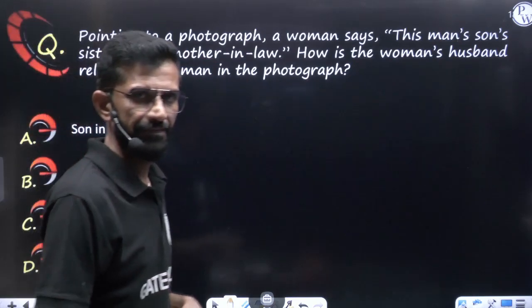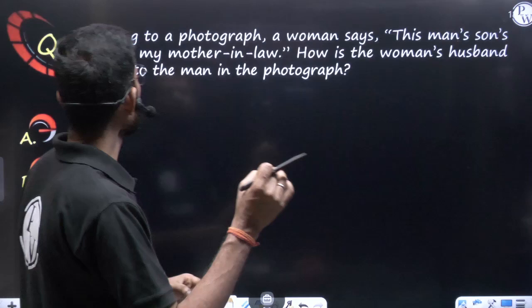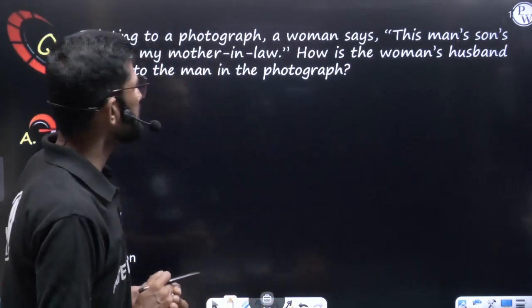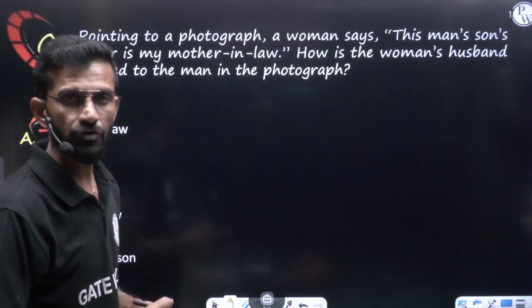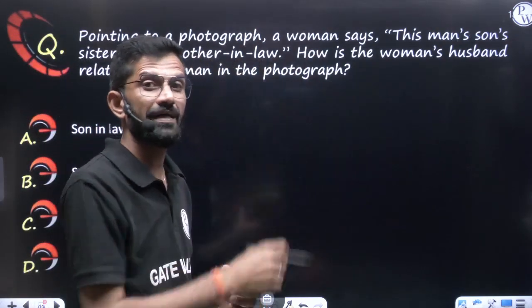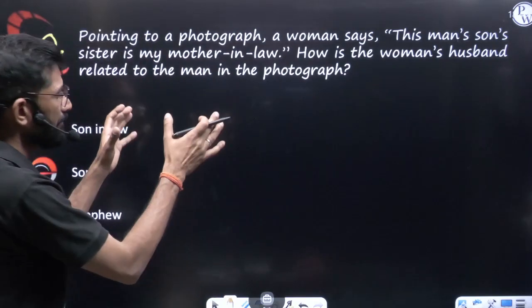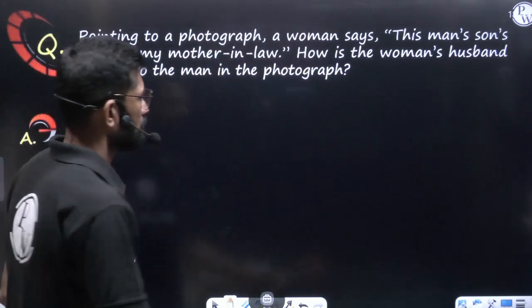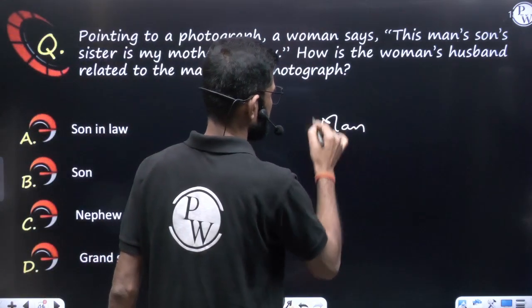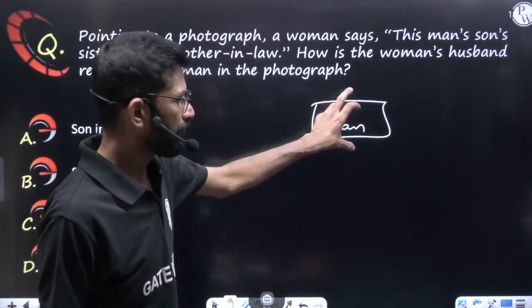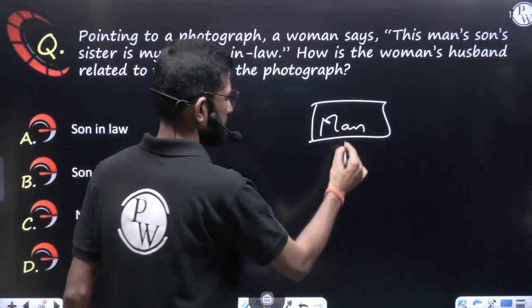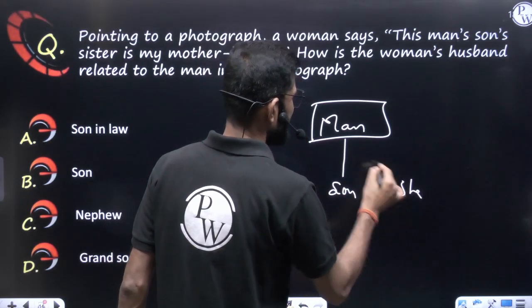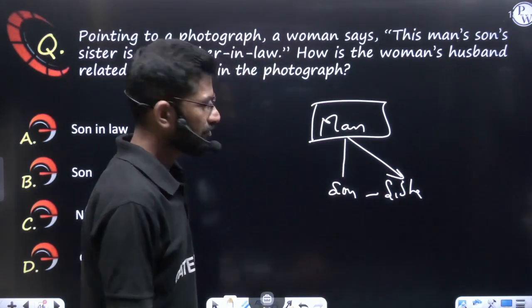Pointing to a photograph, a woman says, this man's son's sister is my mother-in-law. How is the woman's husband related to the man in the photograph? So there is a photograph. Woman is pointing at that photograph and saying, this man's son's sister. So here is the photograph of that man. This man's son's sister, so can I say directly this man's daughter? So this is this man's daughter.